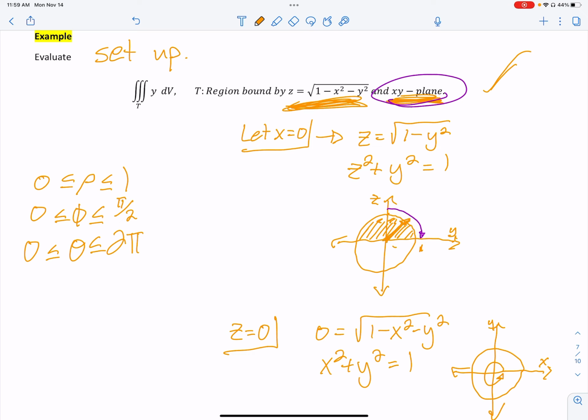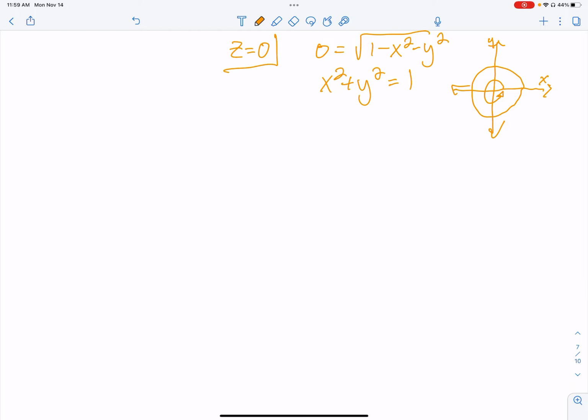And then the purple line establishes how much phi we need. It only goes from 0 to pi over 2, so we don't have to worry about that other side. What captures the other side is that we spin theta around, all the way around. It'll capture this area over here. All right, so our setup.